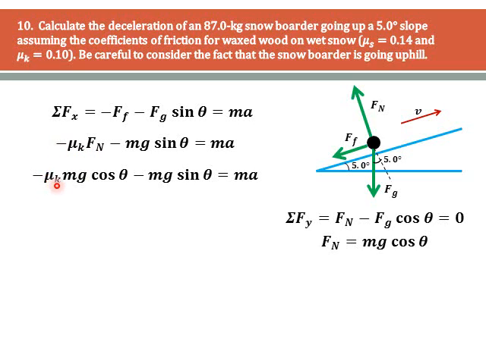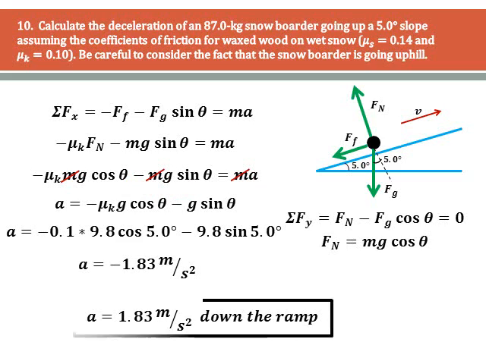So I get negative coefficient of friction times this normal force, which is mass times gravity cosine of theta, minus mass times gravity sine of theta, equals mass times acceleration. Something you may notice here is that each one of these three terms has mass in it. So the fact that he's 87 kilograms really doesn't matter, because that's going to cancel out of all of them. So acceleration is going to be equal to negative coefficient of kinetic friction times gravity times cosine of the angle minus gravity times sine of the angle. Plug in our numbers, we get acceleration is going to be negative 1.83 meters per second squared.